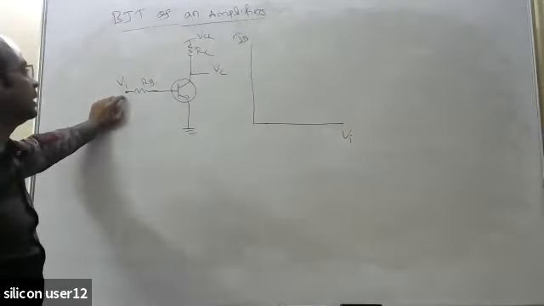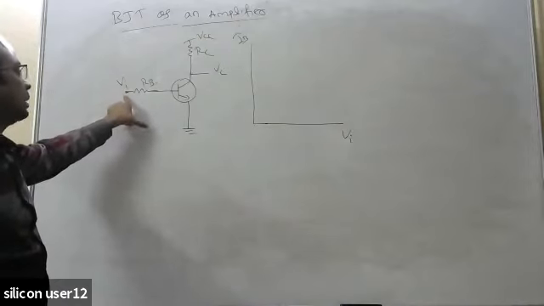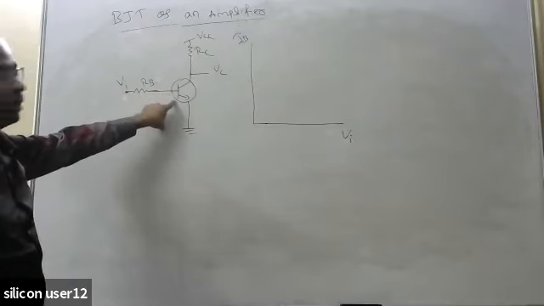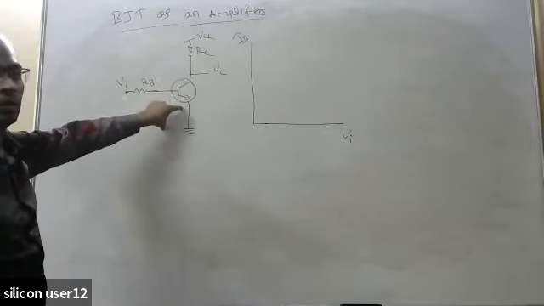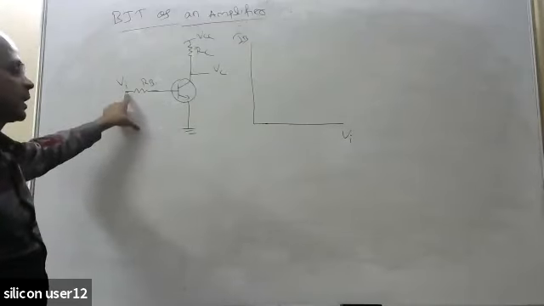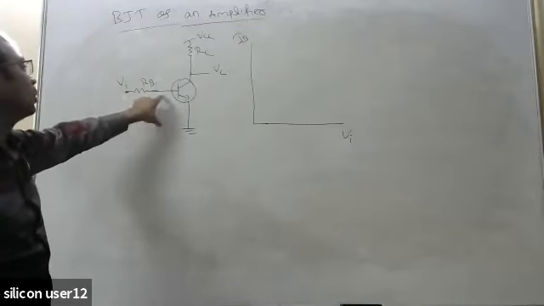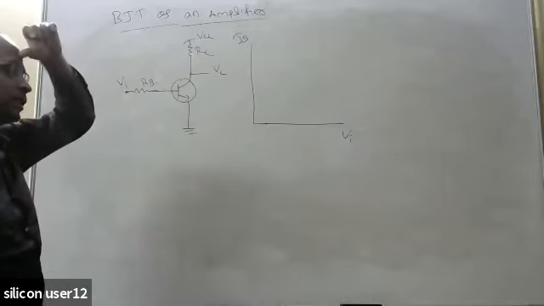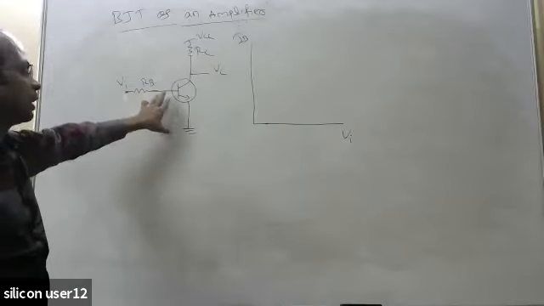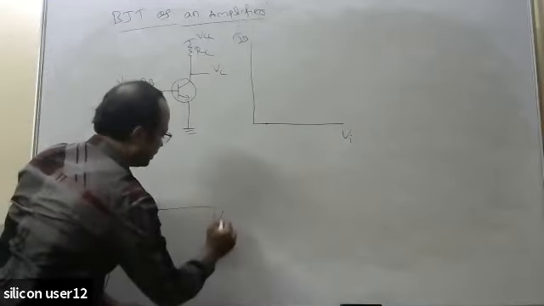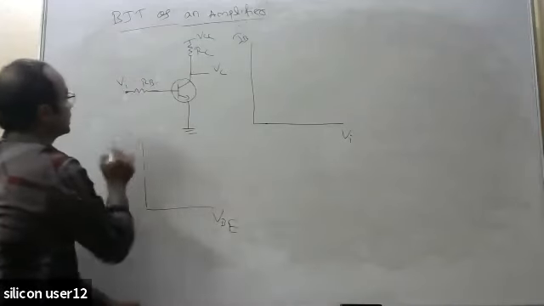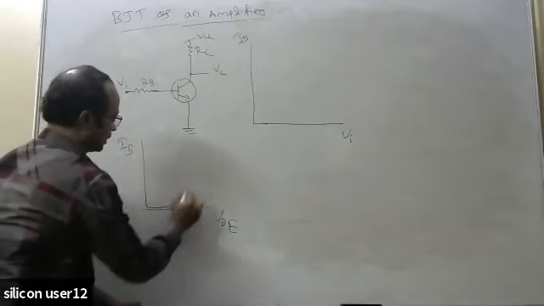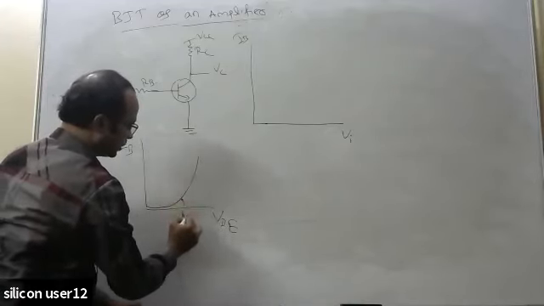So when VI is changing, once the input voltage is more than the threshold voltage or knee voltage of this PN junction, after that it will start conduction. That means initially up to a certain level IB will be 0, and once the input voltage is more than the knee voltage, the current will start to increase. We already know the curve of VBE versus IB. So this curve is like this. So this is the knee point.